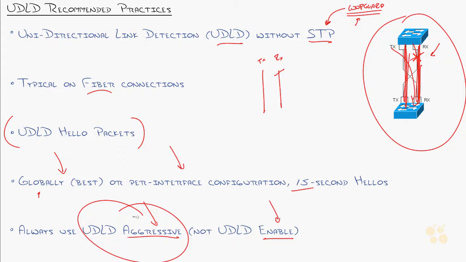Aggressive is the one that actually says, okay, you know what? If I don't hear this hello, I'm going to aggressively try to renegotiate the link. And then I'm going to disable it if I can't hear back from the other side. So you want to go with that aggressive, which takes action rather than just FYI.